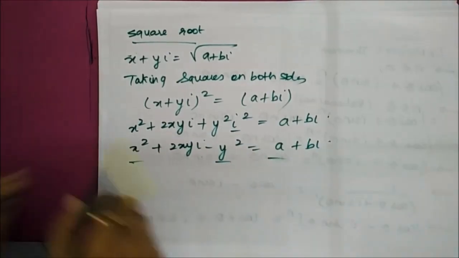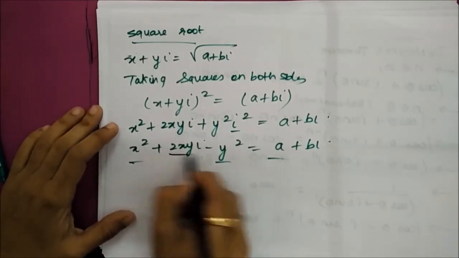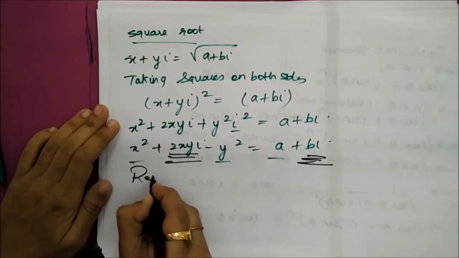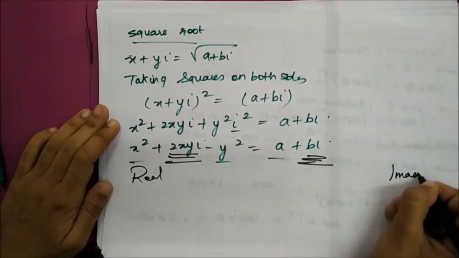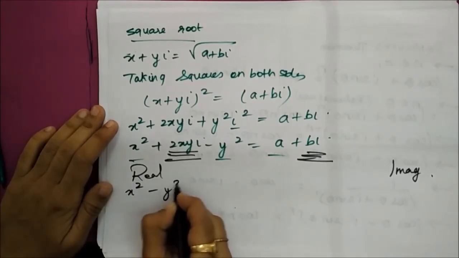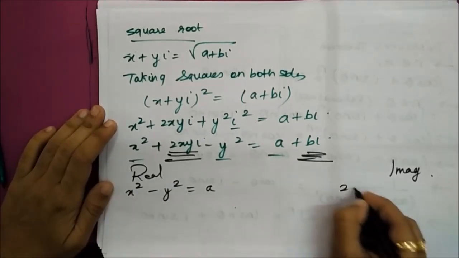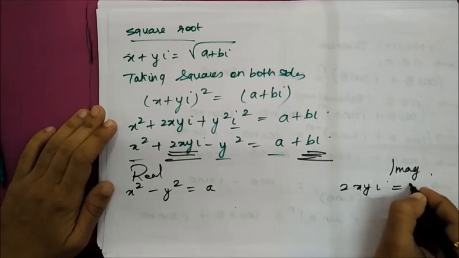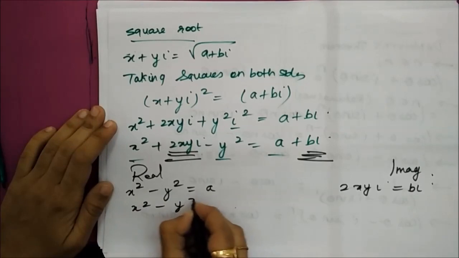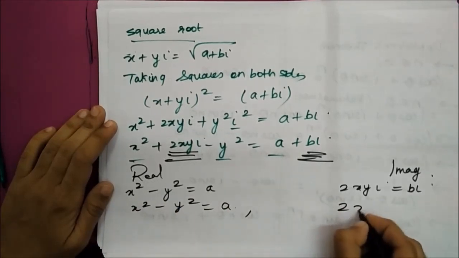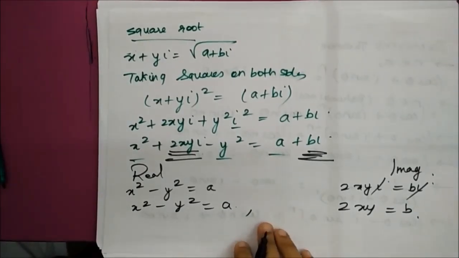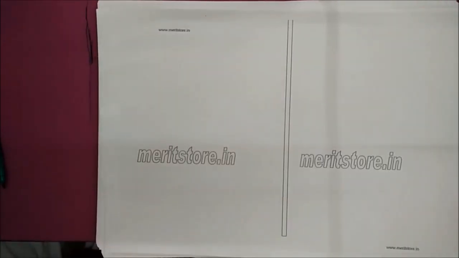This is the real part and this is your imaginary part. So taking the real part together and the imaginary part together, what you get is x square minus y square is equal to a, and on the other side you are adding 2xyi is equal to bi. What you get is x square minus y square is equal to a, and here your i gets cancelled. You get this as b. So this is how you will define the square root of a complex number.